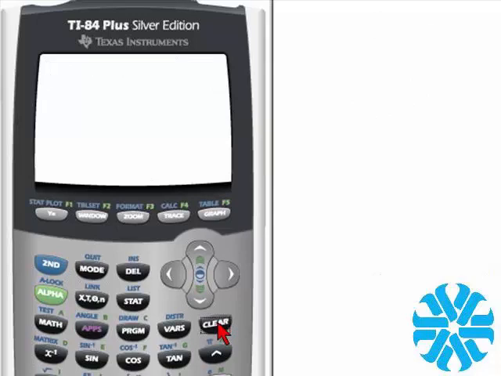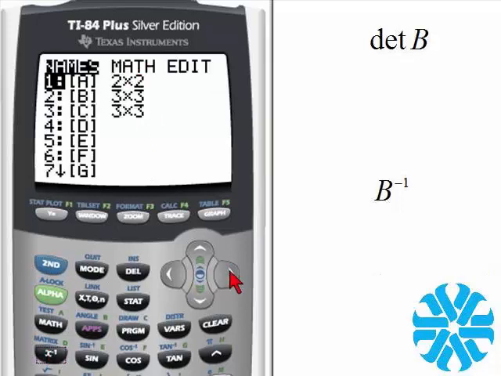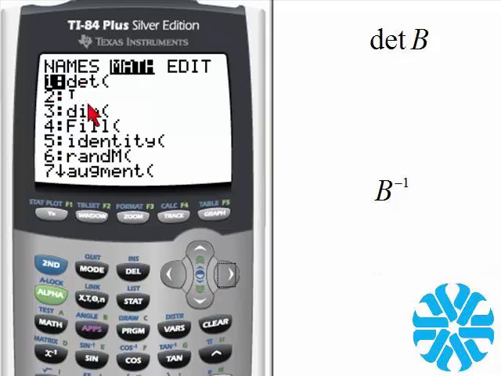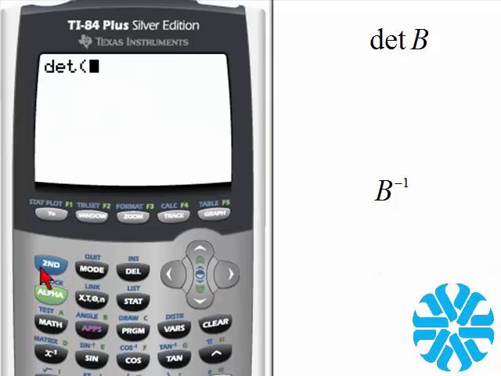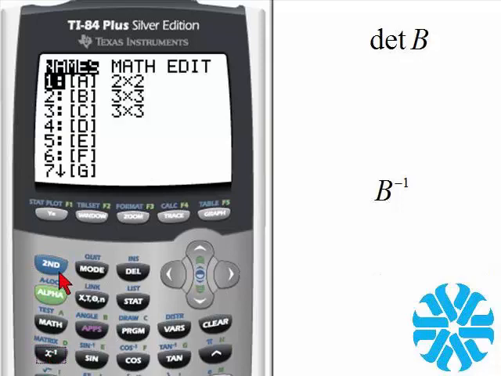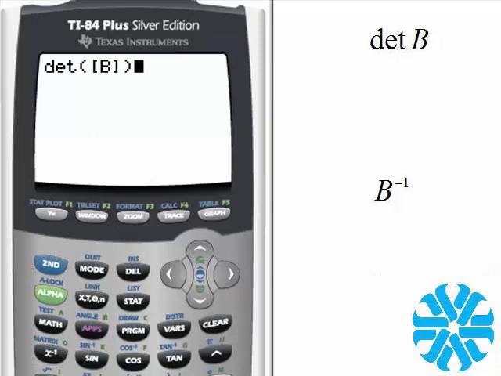For example 2, we would like to compute the determinant of matrix B, then compute the inverse of matrix B. So we go to second function matrix. We want math. We want the determinant. Select enter. Then second function matrix. We want matrix B, number 2. Close the parenthesis. Select enter. So here we have the determinant of matrix B is equal to 0.